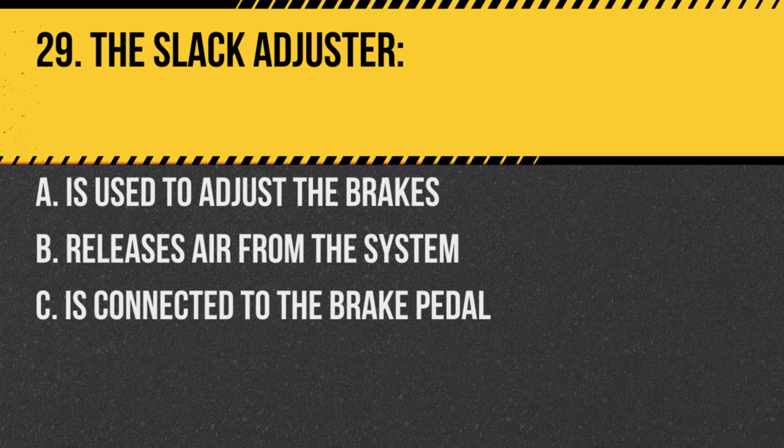Question 29. The slack adjuster. A. Is used to adjust the brakes. B. Releases air from the system. C. Is connected to the brake pedal. Answer. A. Is used to adjust the brakes. It ensures the brakes are neither too tight nor too loose.